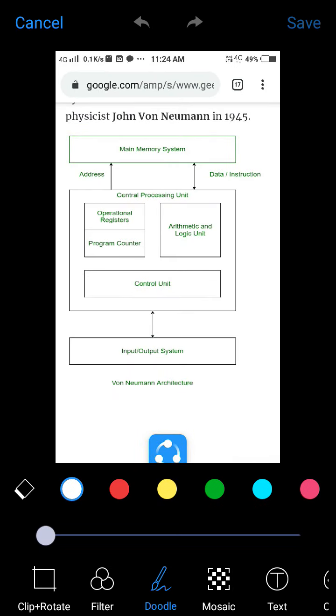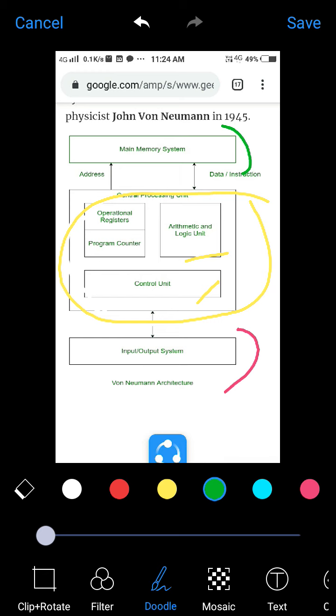Here you can see the CPU, which contains registers, program controller, arithmetic logic unit and the control unit. All this you have seen in 8085 microprocessor also. Then there is a separate input output system, and another system is the main memory system. Means your microprocessor CPU interacts with memory as well as IO system, IO unit.